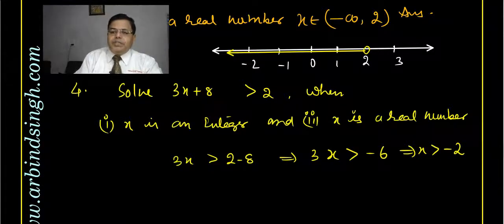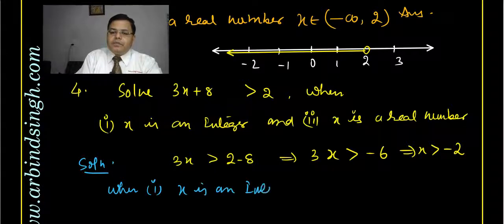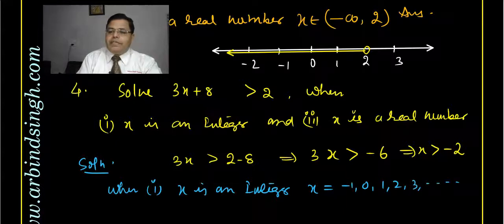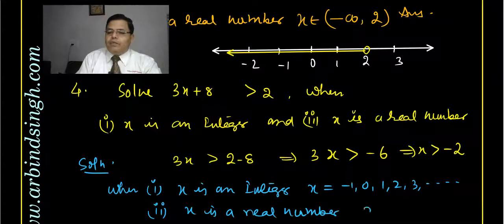So when x is an integer, x greater than minus 2 means x can have the values minus 1, 0, 1, 2, 3, 4, and so on. There will be infinite solutions. And when x is a real number, any number greater than minus 2 will be the solution. So x belongs to the open interval minus 2 to infinity. Infinity is also an open interval.